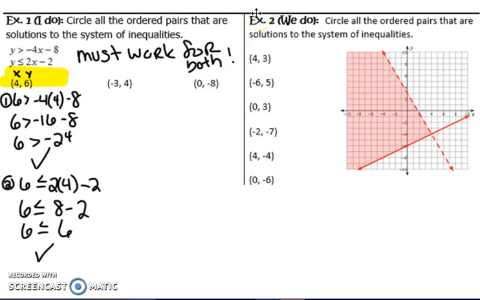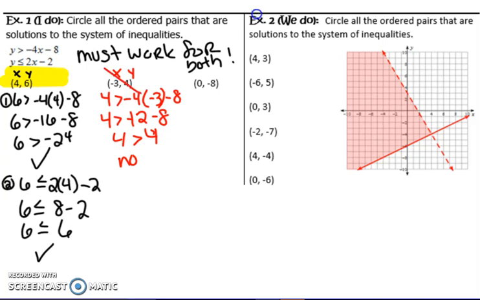So now, let's check the second one. Again, I have x and y. I'm going to use my same inequality, so this time it's going to say 4 is greater than -4 times -3 minus 8. Well, that means 4 is greater than 12 minus 8. Is 4 greater than 4? Well, no. 4 is actually equal to 4, so this is not a solution.